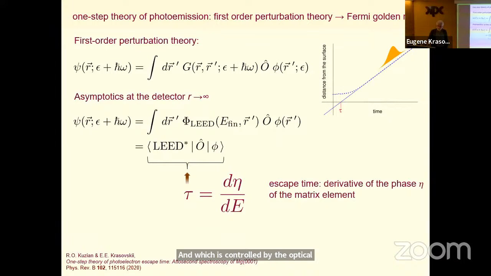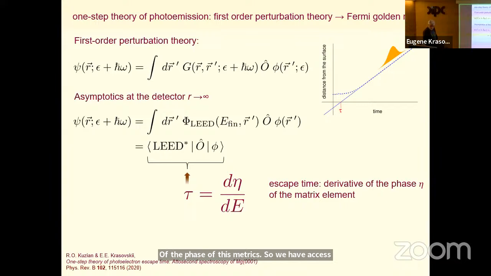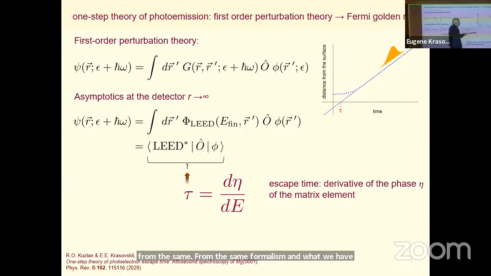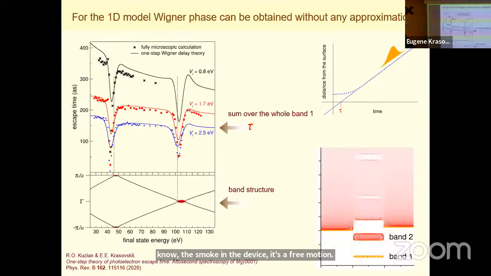We have generalized the one-step theory to the time-dependent case, and then it turns out that the escape time that we are looking for is just the energy derivative of the phase of this matrix element. So we have access to it from the same formalism, and what we obtain is just the shift of this equation of motion, because we know the slope in advance, it's a free motion, so there is no doubt about it.